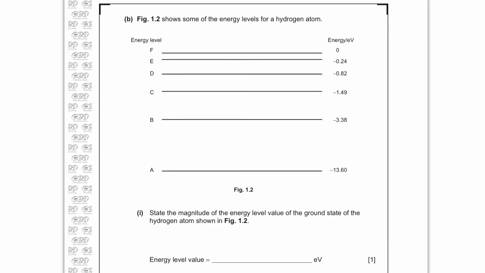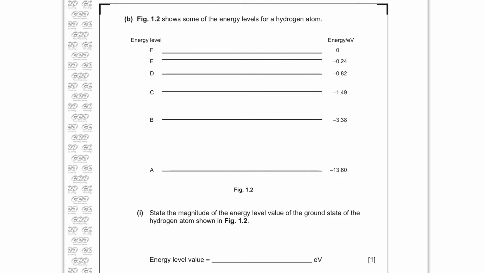Part B. Figure 1.2 shows some of the energy levels for the hydrogen atom. So we've got energy levels that are labelled A, B, C, D, etc. and we've also got them written in their electron volt values. State the magnitude of the energy level of the ground state of the hydrogen atom shown in figure 1.2.